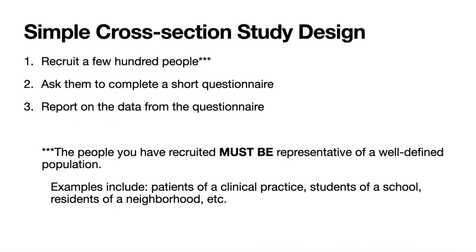So a simple cross-sectional study design could be set up in the following way. First, you recruit some people, a few hundred people or so. Those people have to be representative of a well-defined population. They could be like patients of a clinical practice or students of a school, residents of a neighborhood, but the people that you choose to participate in your study have to be representative of that particular population. You can ask them to complete a short questionnaire, and then you can report on the data from the questionnaire.